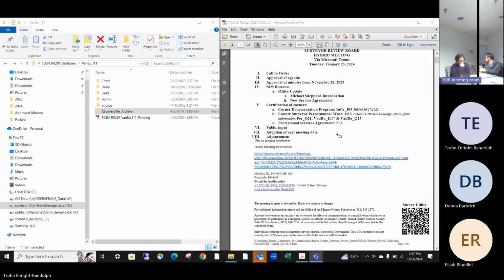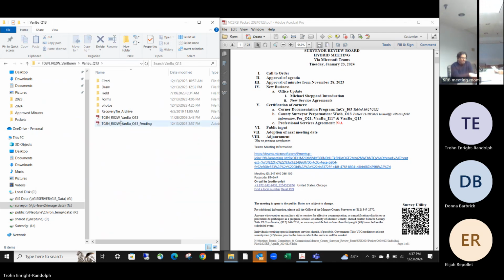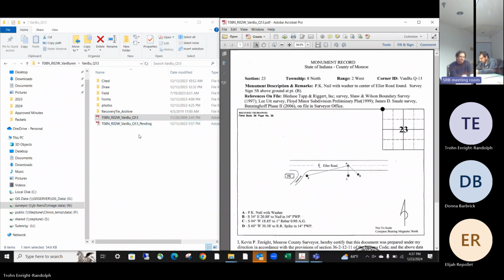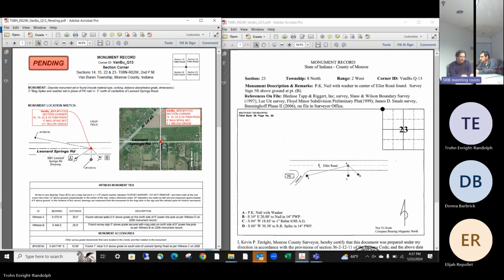All right, and that moves us to our last corner, Van Buren Q13. Jason, do you have anything you would want to leave with? Only thing to note is I spooned a loose PK out of the hole and put a mag spike in there. Most of the witnesses were the same. We just added one to the north. There's not much over on the north, it's just a field.